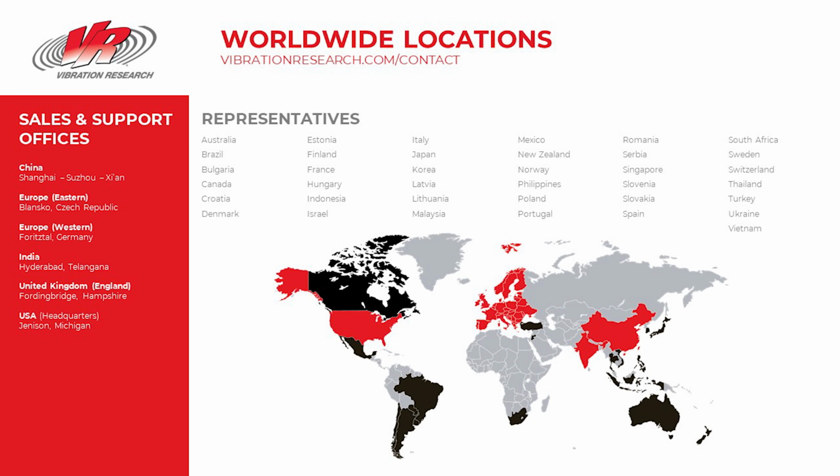We have many sales and support offices around the world. While we are in the Grand Rapids, or in this case Jenison, Michigan location, that's where our headquarters is, we do offer sales and support offices around the world, and you can see on this map that we cover everything from West Michigan to West Virginia to Western Asia. So whether you have any application in there, we'd be happy to support.